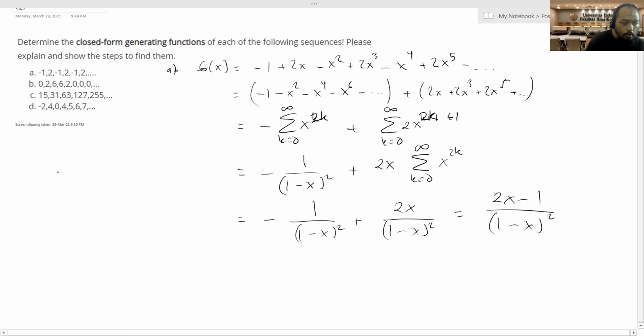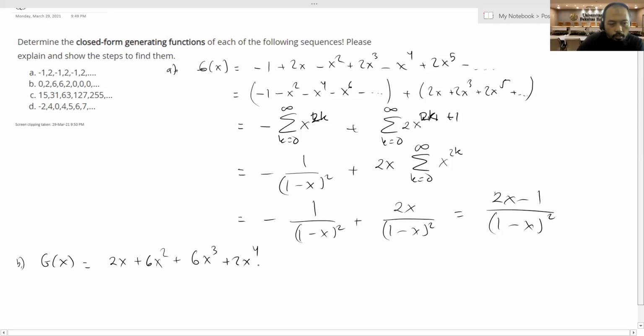Now what about part B? In part B, g(x) is the generating function. G(x) is actually 2x plus 6x squared plus 6x cubed plus 2x to the power 4, and that's it.